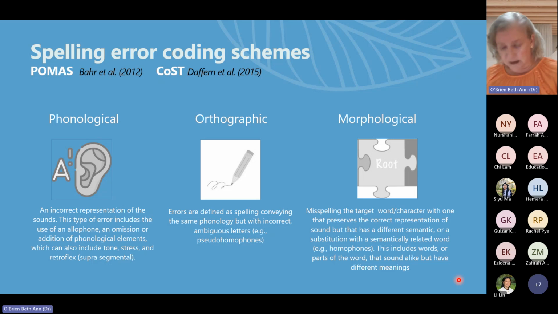And then we have the morphological types of spelling errors, which could involve the correct representation of sound, but where it has a different meaning. So this would be more like a homophone, where you have two spellings of two different words that sound the same, but hold different meanings. So this is kind of the basic framework for these three types of errors.